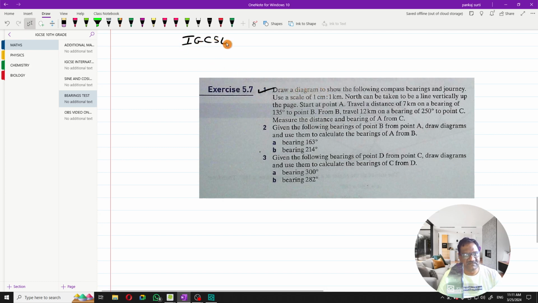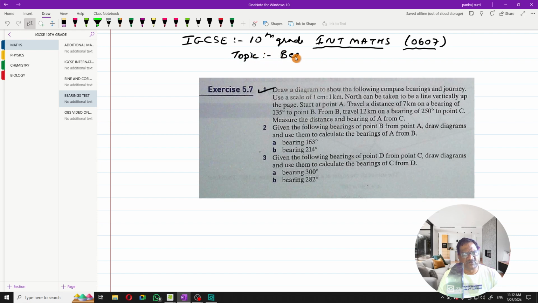Now let me tell you first of all, this particular question has been picked up for the IGCSE students of 10th grade opting for international mathematics paper. The code is 0607, and in this international mathematics they have a topic called bearings. The name of the topic is bearings. Now this is a question on bearings from exercise 5.7, question number 1.